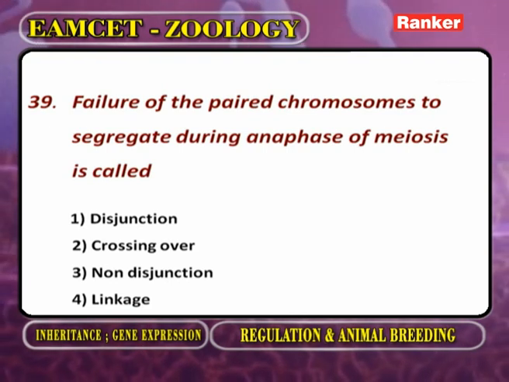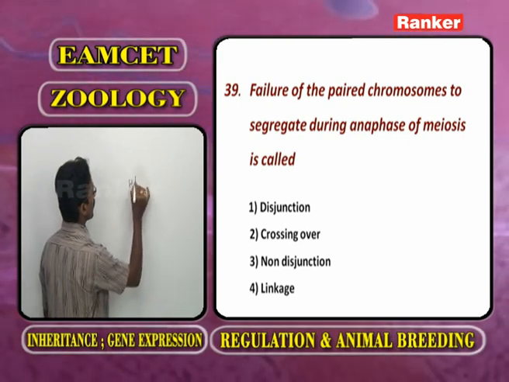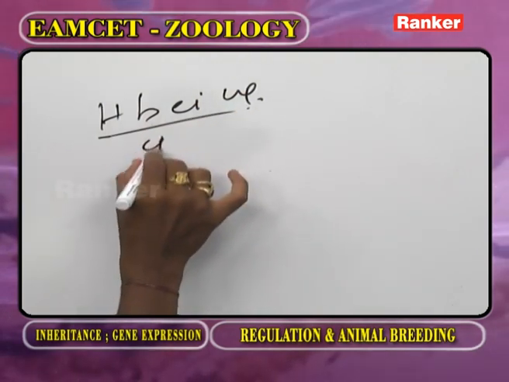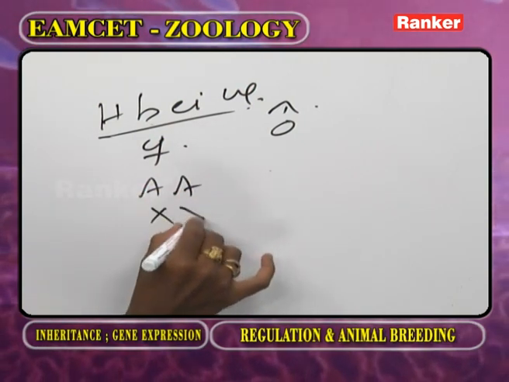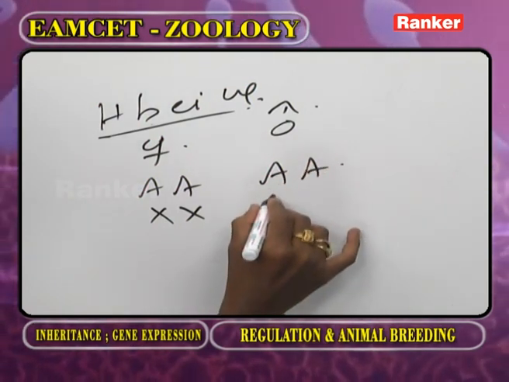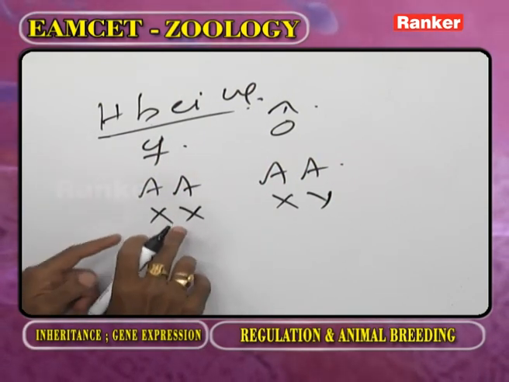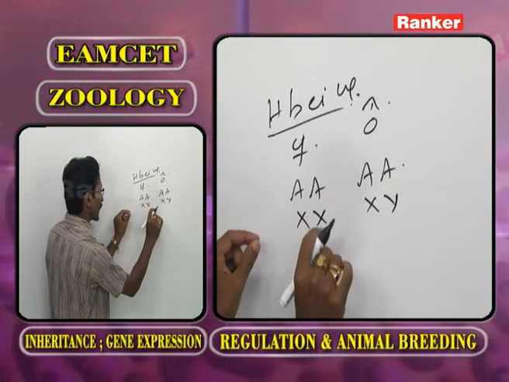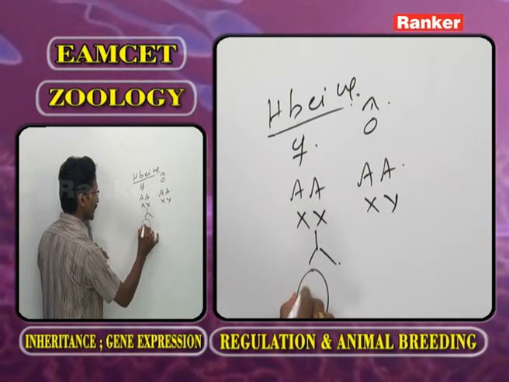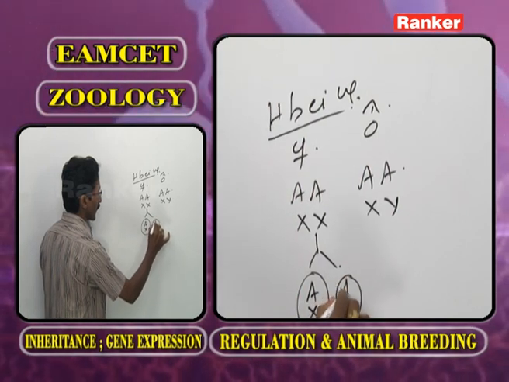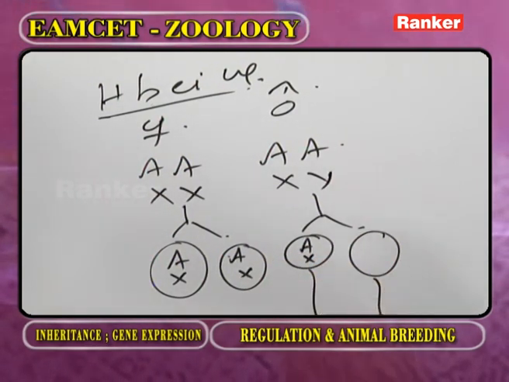Now again observe the question, failure of paired chromosomes. For example, take the human body. In the human body, female and male. In female, autosomes and sex chromosomes, in male autosomes and sex chromosomes. Now during the formation of gametes, the chromosomes are equally separated. If the chromosomes are equally separated, you get AX. Here you get AX. You get AY.